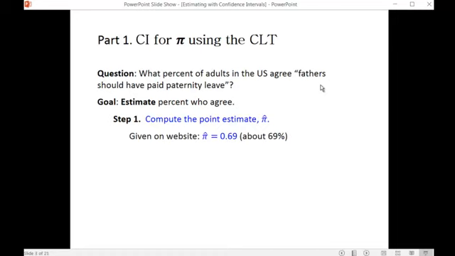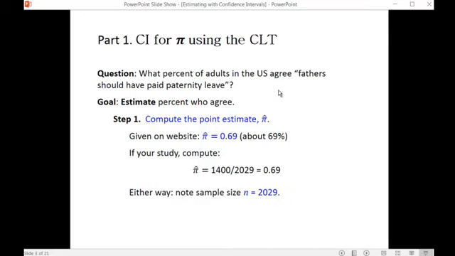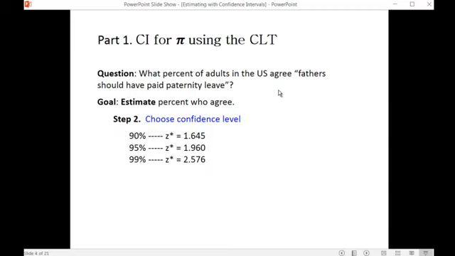As we said, that was already given on the website. That's the 69%. If you were doing your own study and that value wasn't just given to you, then you might have to do a calculation that looks something like this. Pi hat equals, well, there were 1,400 U.S. adults who said that they agree that fathers should have paid paternity leave out of a total sample size of 2,029, and that's where the proportion of 0.69, the percentage 69%, came from. So either way, we also want to note the sample size is 2,029. Step two is to choose a confidence level.